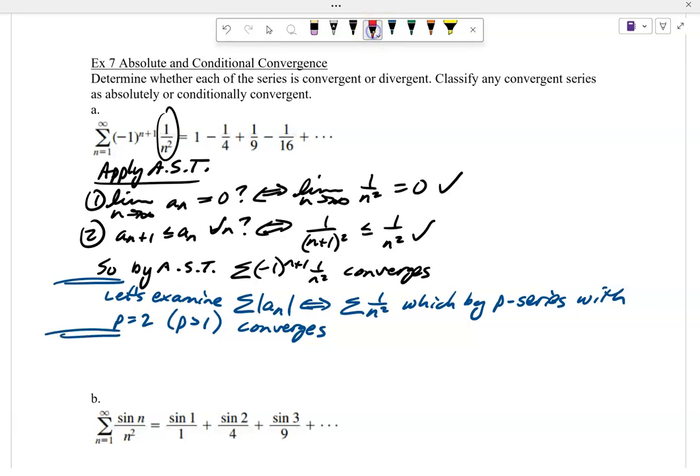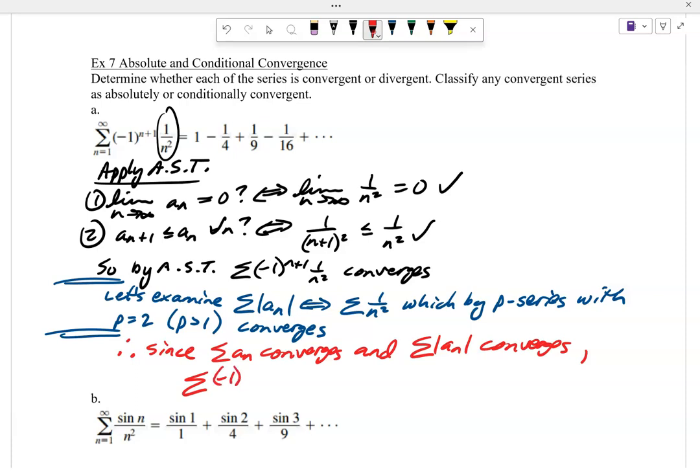So we can make our conclusion. Therefore, since a_n converges and the absolute value converges, then our original series here is absolutely convergent.